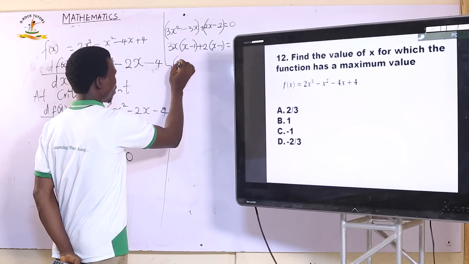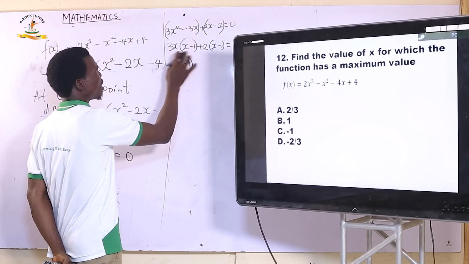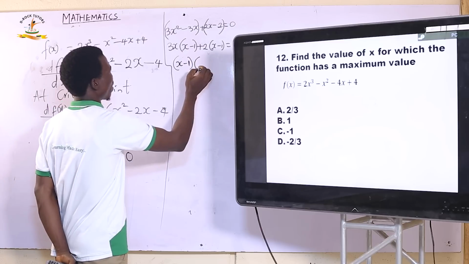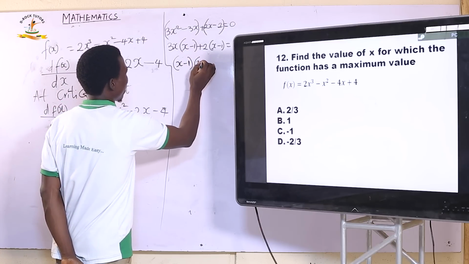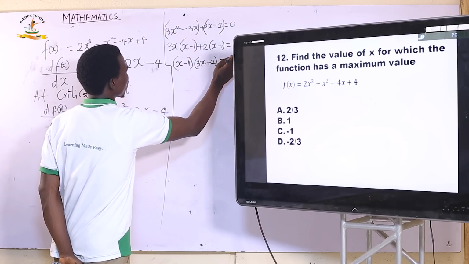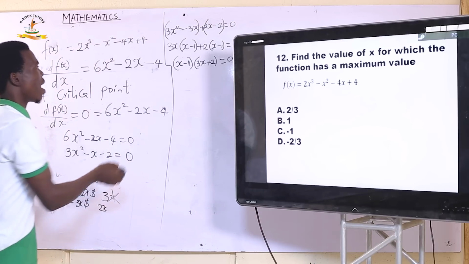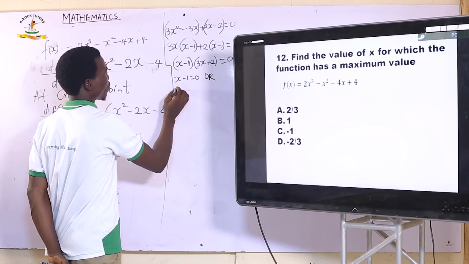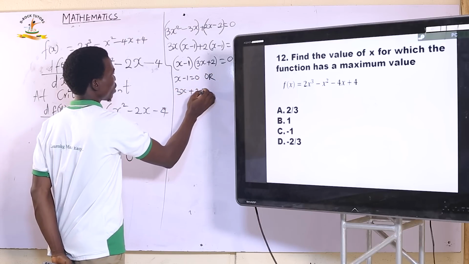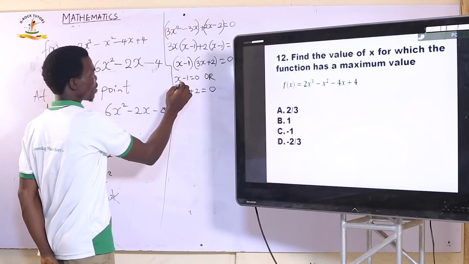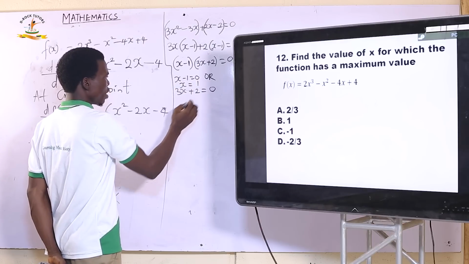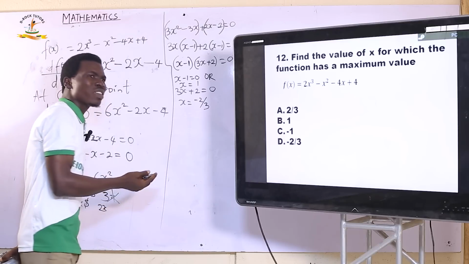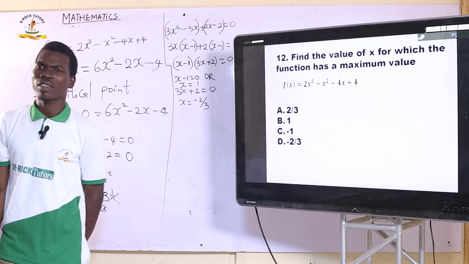So I'm just simply making use of one of them, and I bring these two numbers outside the bracket together, so they are going to act as another bracket. So I have 3x plus 2 equals 0. So I have an option here. I have x minus 1 equals 0, or 3x plus 2 equals 0. In this case, it means that x will be 1. In this case, x is minus 2 by 3. So these are my critical points.